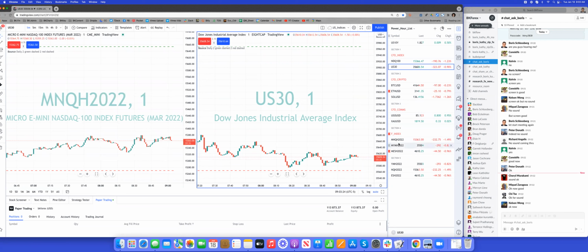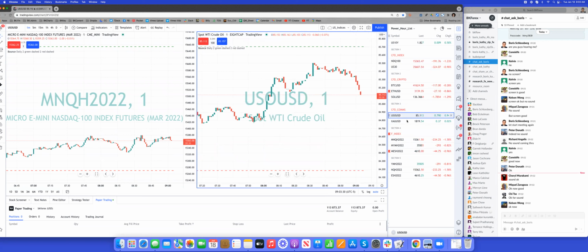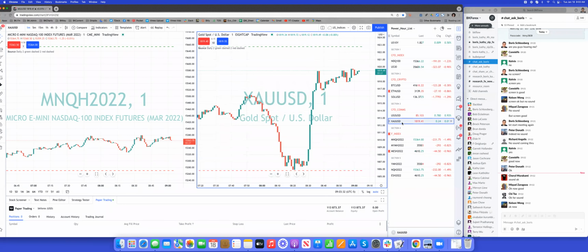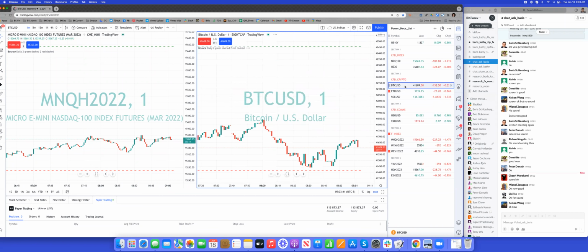So futures, nothing is at the lows, so no trades there. On oil, we are off the highs. Gold, we are getting close to the highs, but no trades. In crypto, we're off the lows. So no trades, all happened just a little bit before we started. There's just no trades setting up right now for us, which is fine. We'll sit tight.